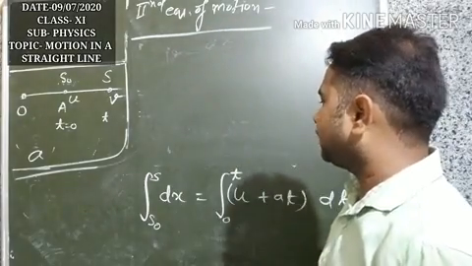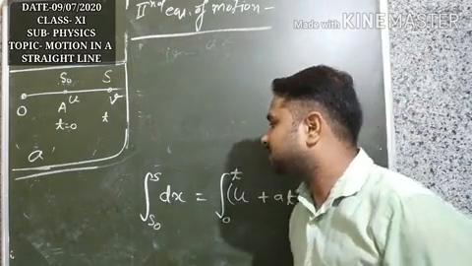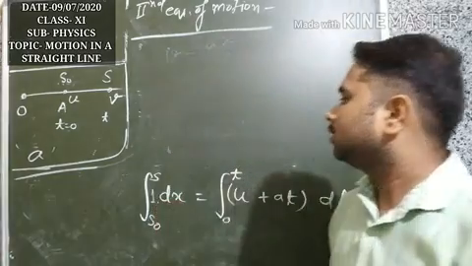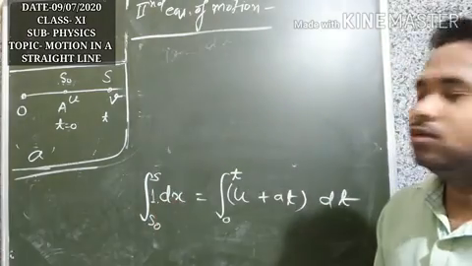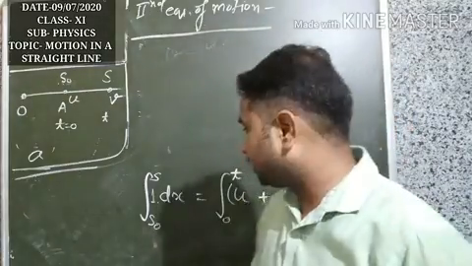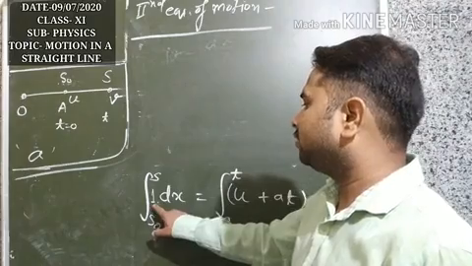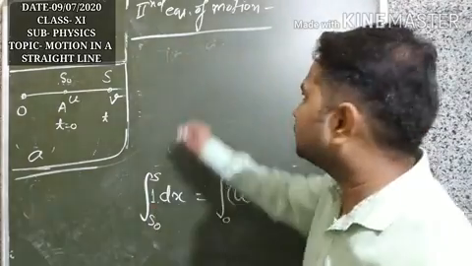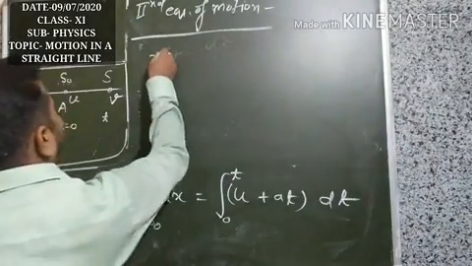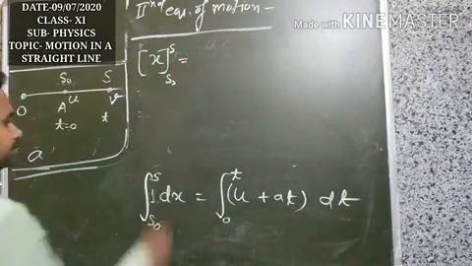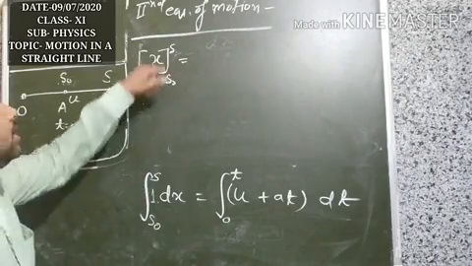So now let's integrate again. This left side you can put here 1 for integration, and you know the integration of 1 with respect to x is x. So this left side is x, and the limits are s0 lower limit, s upper limit.